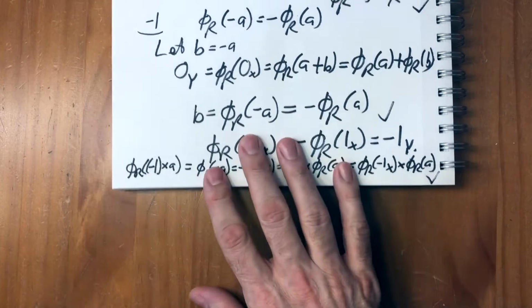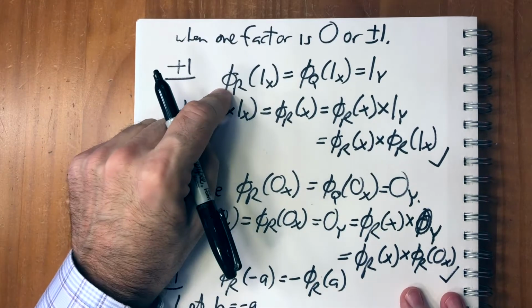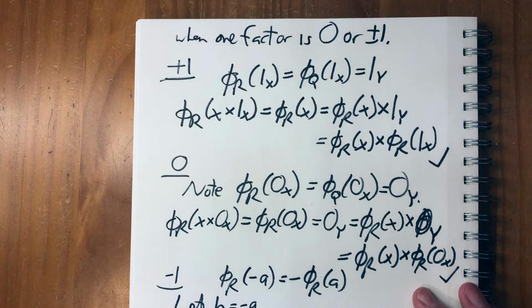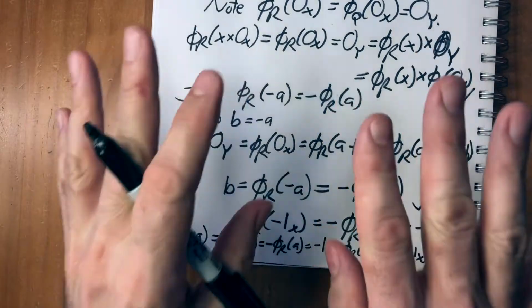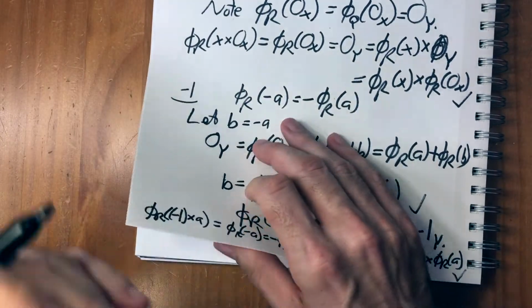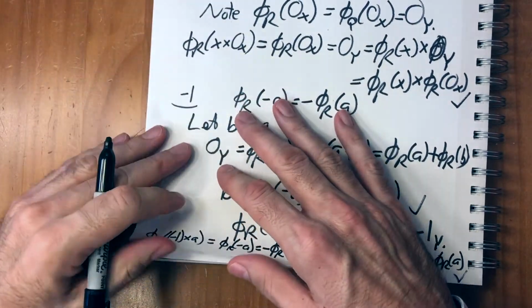Okay, so we've shown that phi r preserves multiplication if one of the factors is plus 1, 0, or minus 1. Now with that, we're going to be able to go through and show that then with this being true, it's true of all real numbers. So arbitrary.